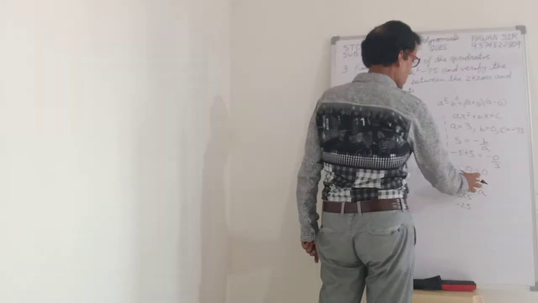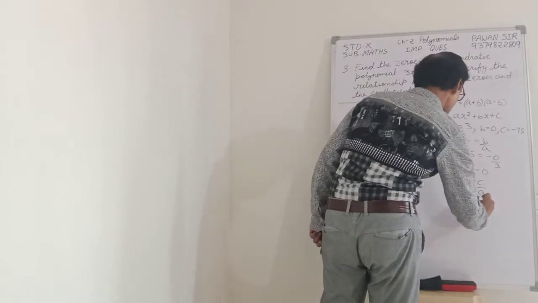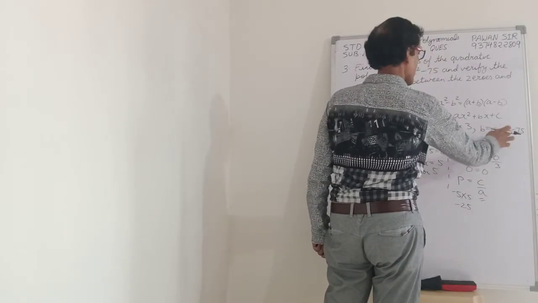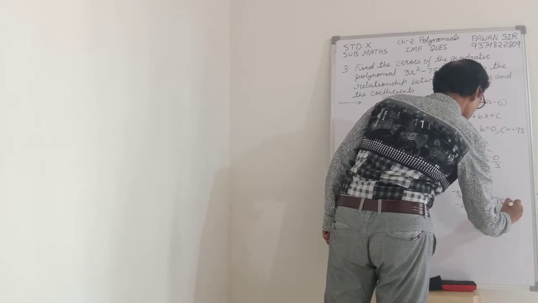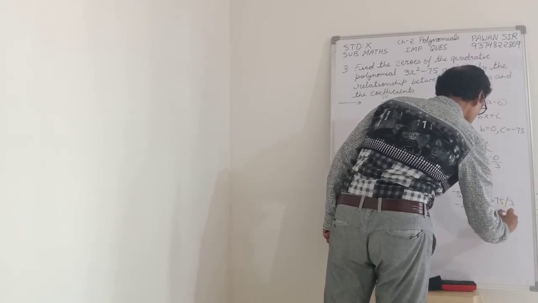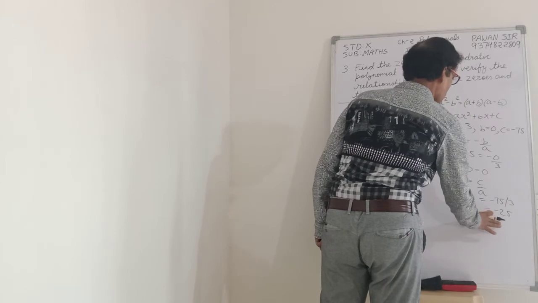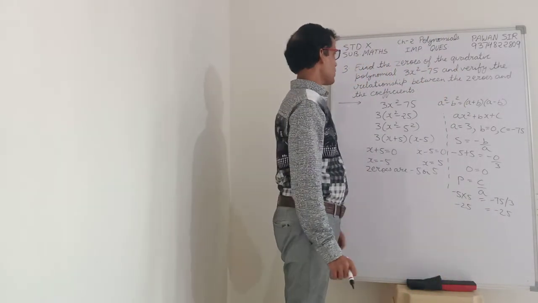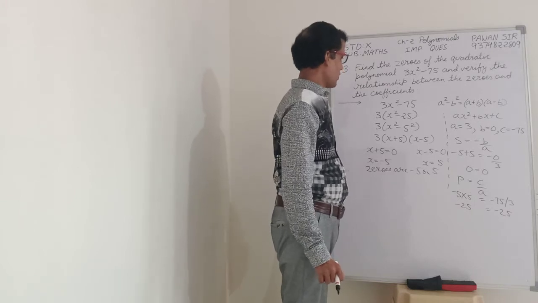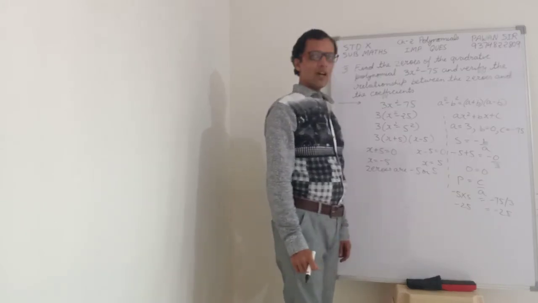And from this c/a, what you get? What is c? c is -75 divided by a, which is 3. That also you are getting -25. Okay, so both are the same. So it verifies the relationship between the zeros and the coefficients. So this completes our third question.